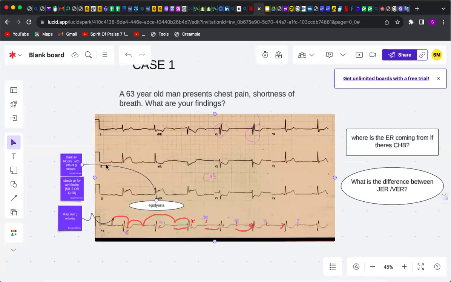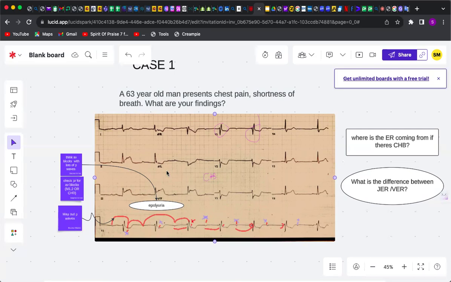When we look at lead 2, lead 3, aVF, which are the inferior leads, then we see the ST elevation going on there. And then we are also seeing reciprocal ST depressions in V1, V2, V3. So, straightforward, we could just pick out inferior myocardial infarction. It's so obvious to pick it up. So that will be the first finding or diagnosis.